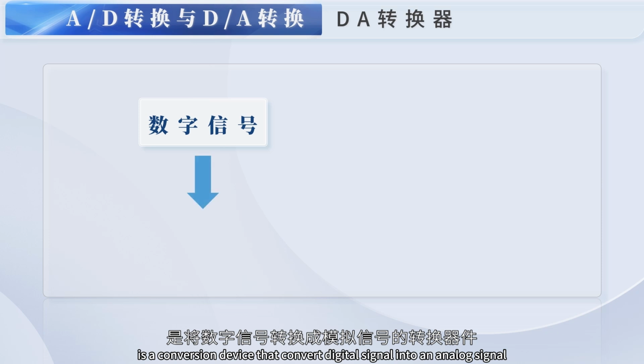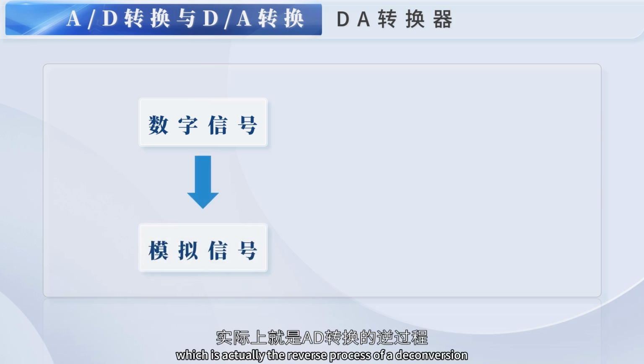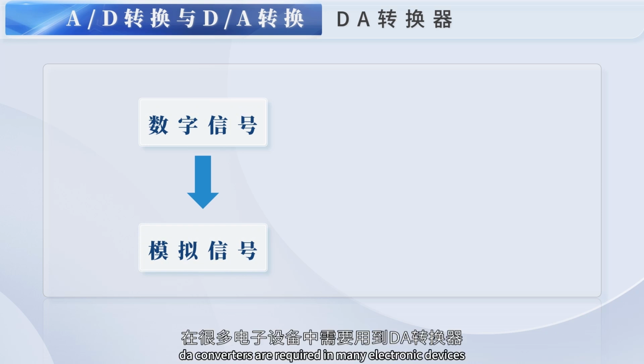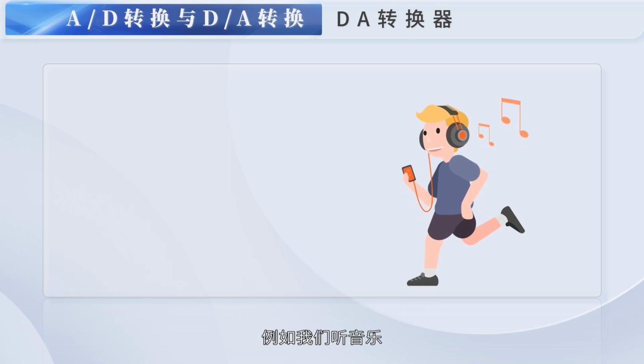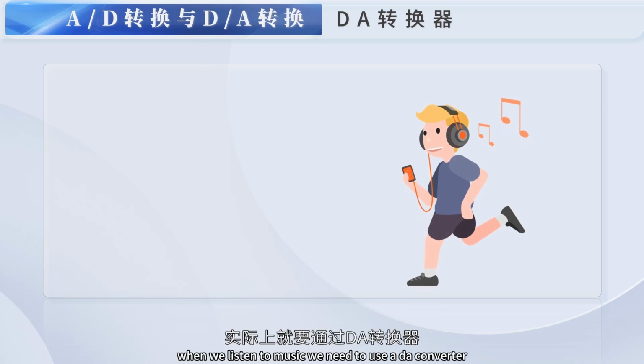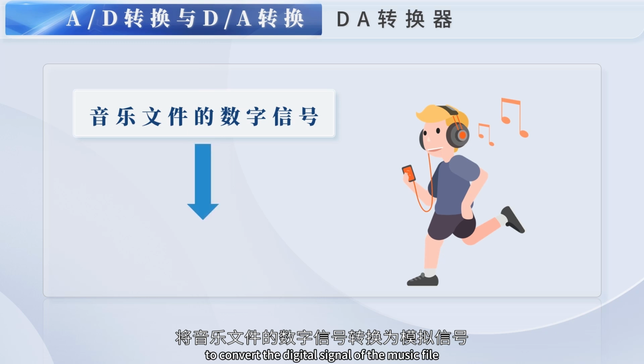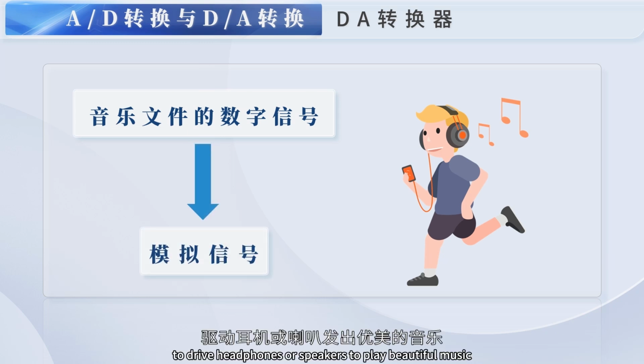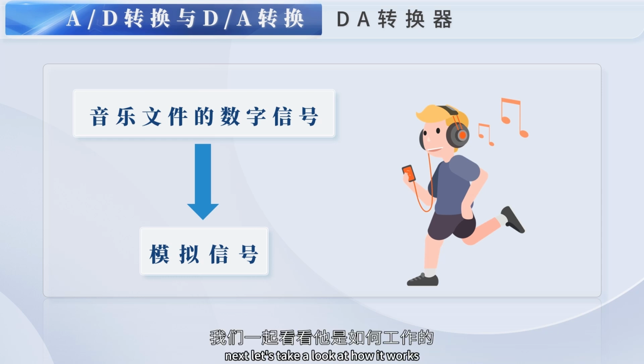A DA converter is a conversion device that converts a digital signal into an analog signal, which is actually the reverse process of AD conversion. DA converters are required in many electronic devices. For example, when we listen to music, we need to use a DA converter to convert the digital signal of the music file into an analog signal, to drive headphones or speakers to play beautiful music. Next, let's take a look at how it works.